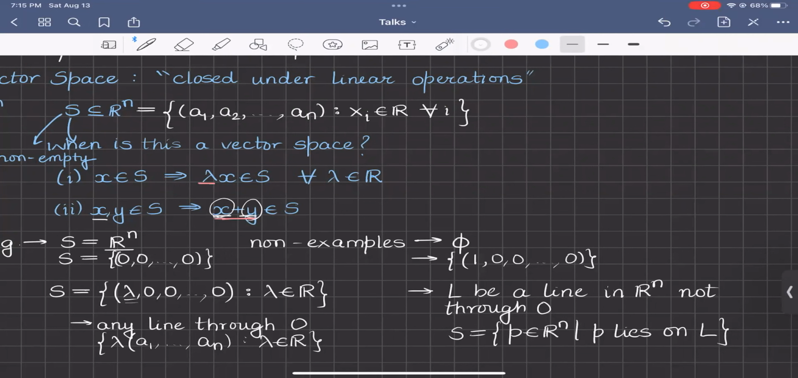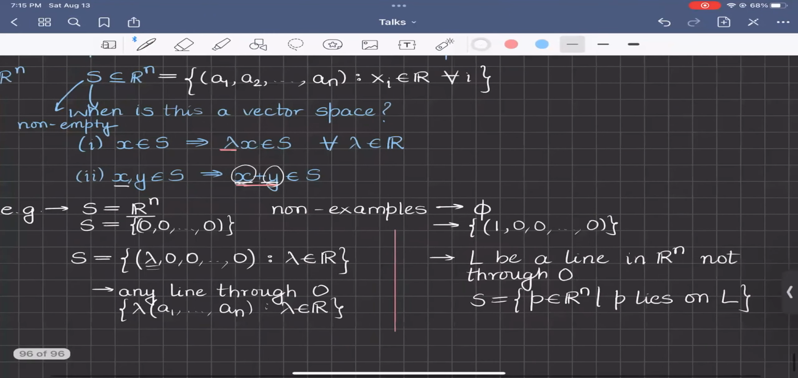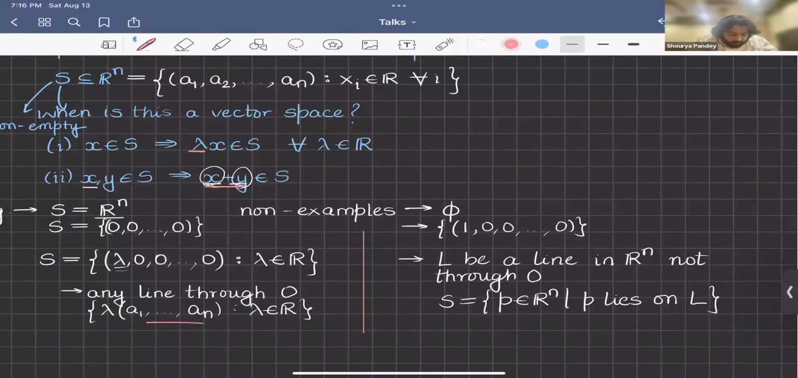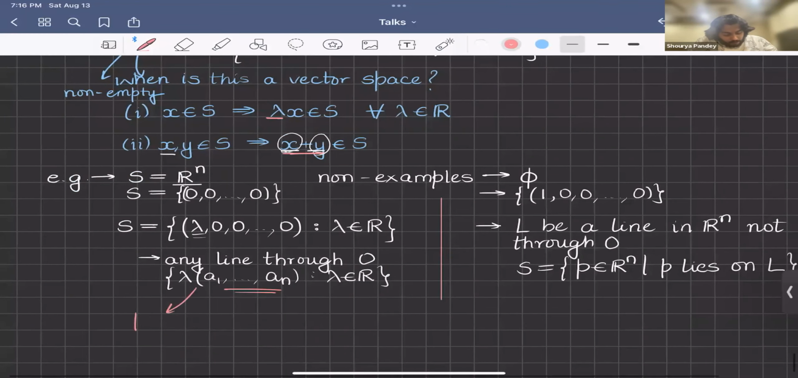Yeah, I get this, but then how is this a vector space? It's not, it's a non-example. Oh, okay. But the line through origin is a vector space. Yeah, that's what I asked. How is a line through origin a vector space? Oh, you're asking me why this is a vector space? Yes.